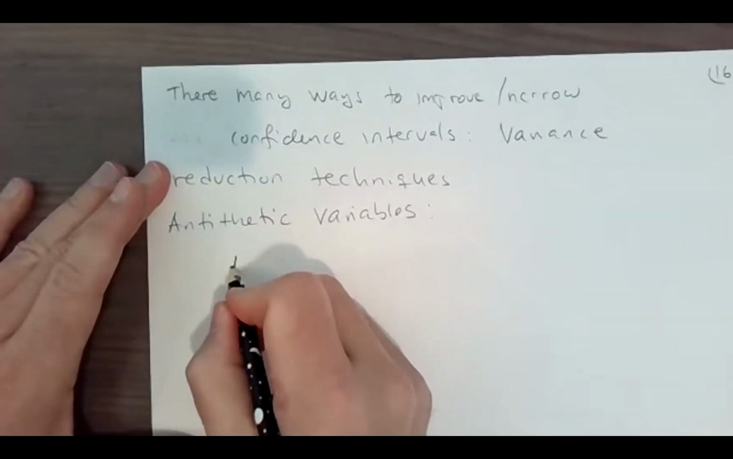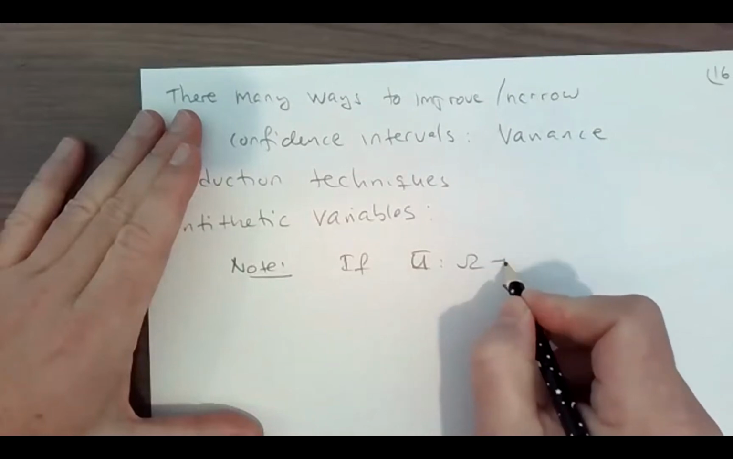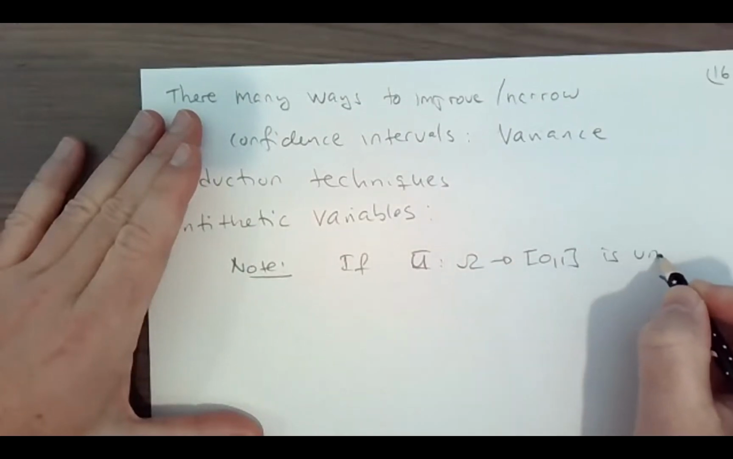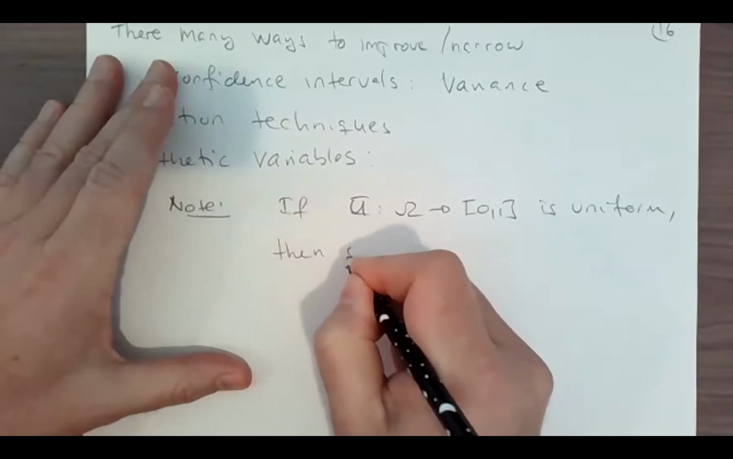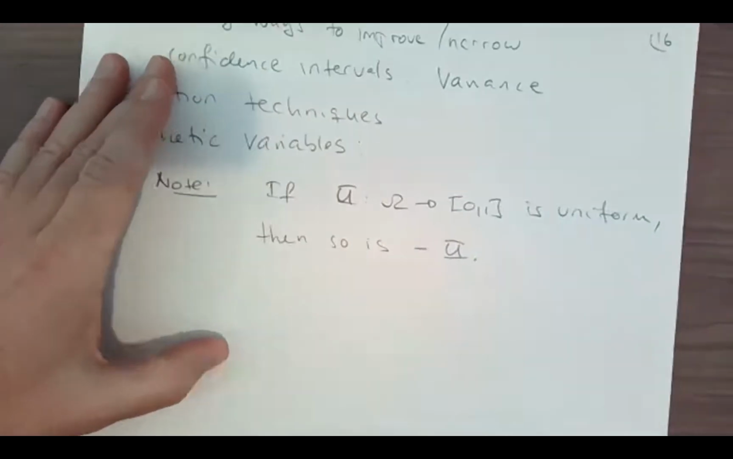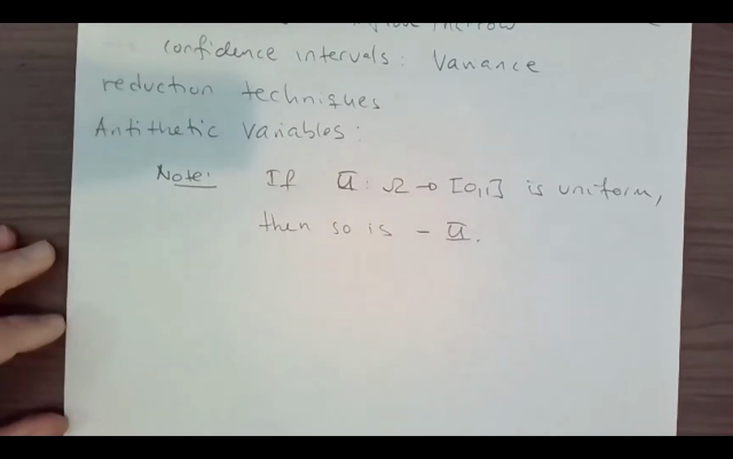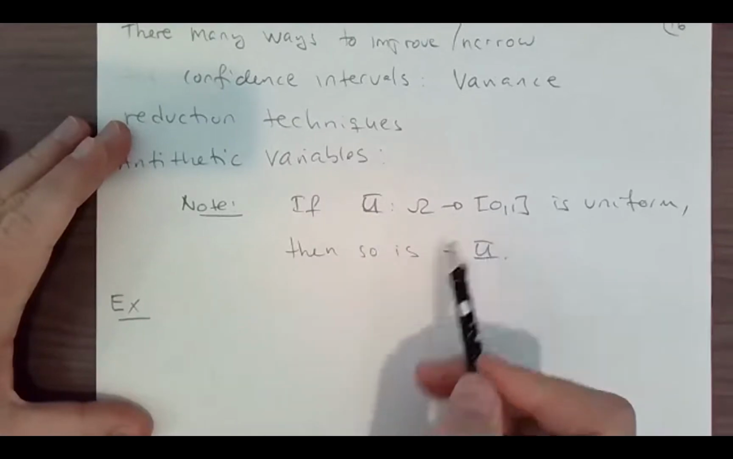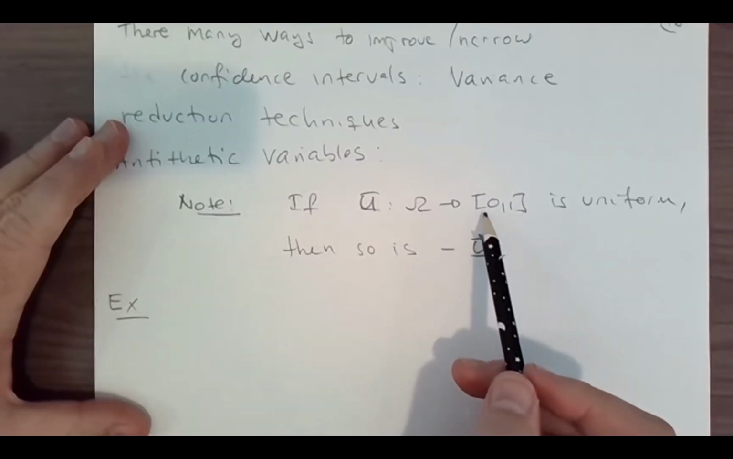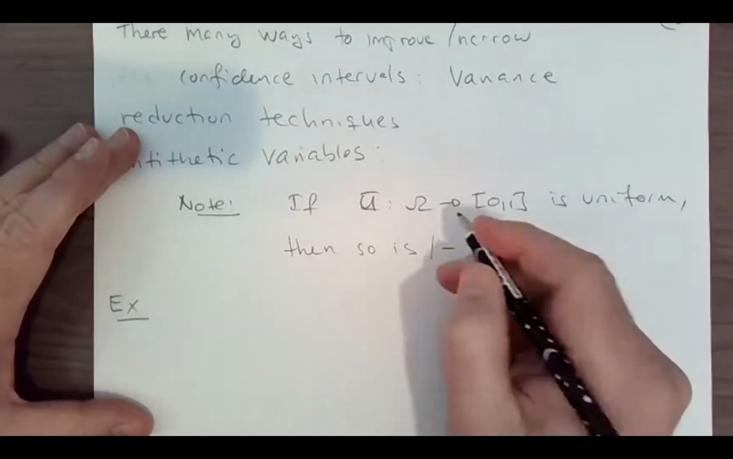It simply goes by noting that if U is uniform, well then so is minus U. Okay, so if we go back to the example, you have a uniform, you take the minus of it, so it's a uniform on 0 and 1. I shouldn't say minus U, I should say 1 minus U, right? If U is uniform on 0 and 1, then so is 1 minus U.